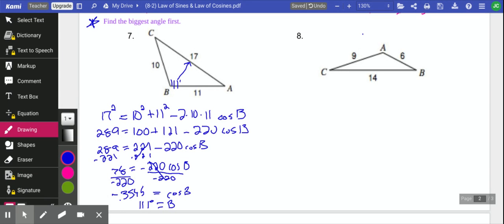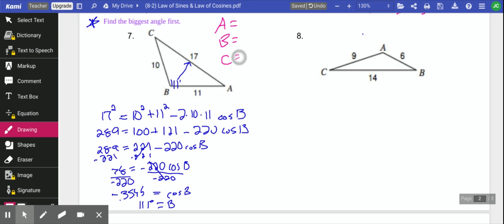All right, now that we've done that, we need to find angle A, angle B, and angle C. So we just found that angle B is 111 degrees. Now we can switch over to law of sines because we know that pair. So we can say that the sine of 111 over 17 is, doesn't matter which one we do next, maybe sine of A over 10. And we can cross multiply. So again, once you've done the law of cosines once, switch over to law of sines.